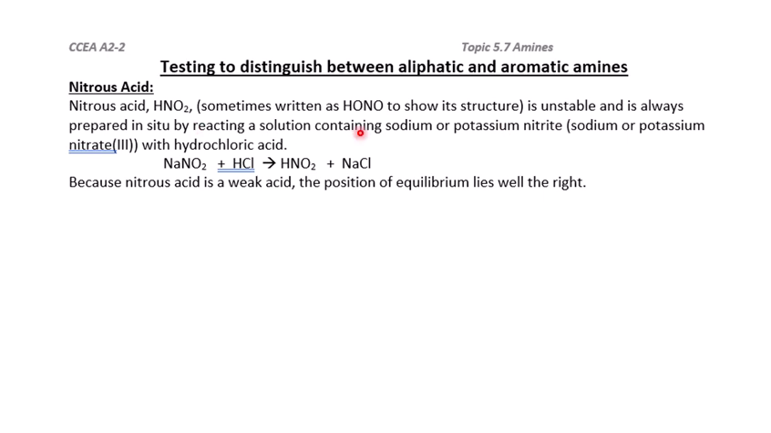Now, this tends to be an unstable substance. We couldn't keep a bottle of nitrous acid in the lab. So quite often whenever we want to use it, we make it in situ, in other words, just as we need it, by mixing together sodium nitrite, NaNO2, and hydrochloric acid. And that will make nitrous acid, HNO2, and sodium chloride.